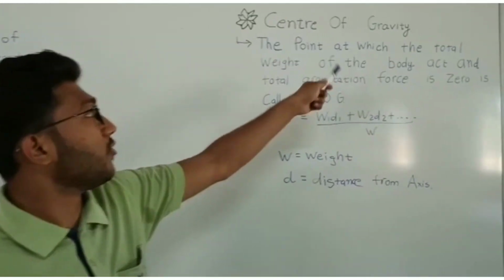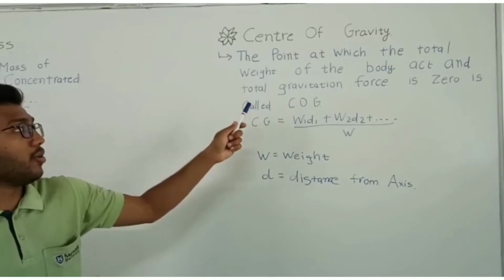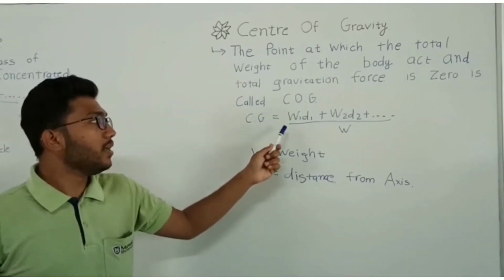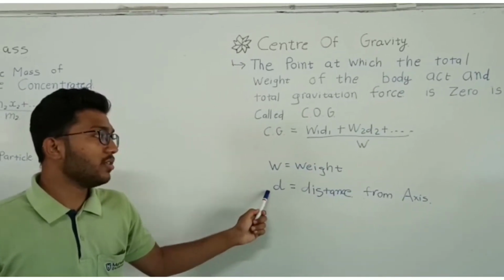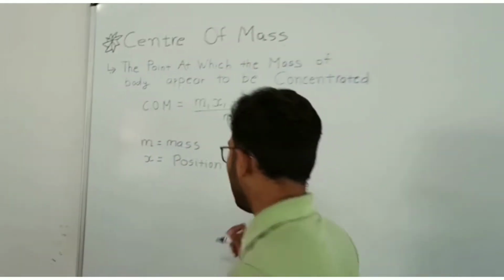And on this side, center of gravity: the point at which the weight of the body is concentrated is called the center of gravity. So CG will be W1d1 up to Wndn divided by total weight. So W equals weight and d equals distance from the axis. Here, center of mass will be in a field.